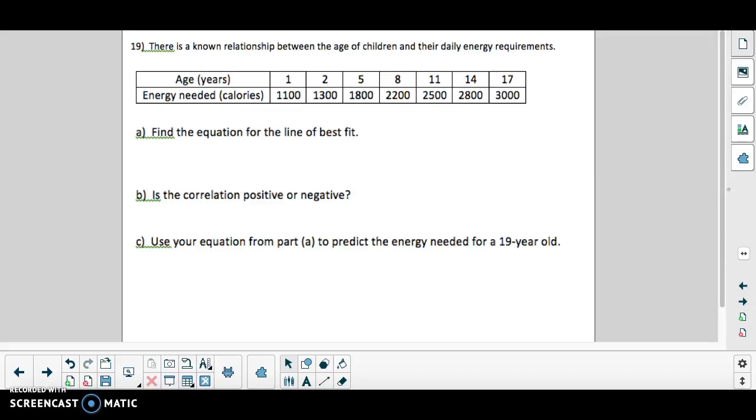Now, I don't know if you remember, but basically we're going to be putting these in on the calculator, or some of you may be using your computer. I will be showing the TI-84 calculator. We're going to be putting the x values, or the ages, in list 1, and the energy needed, the calories, y values, in list 2.